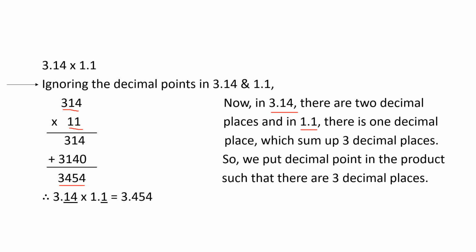So total decimal places are 3, right? So we put the decimal point in the product such that there are 3 decimal places. So again we'll check our answer. Our answer is 3454. So from right to left we'll move, right? And we'll leave 3 decimal places, and here we'll put our decimal point. So our answer is 3.454.